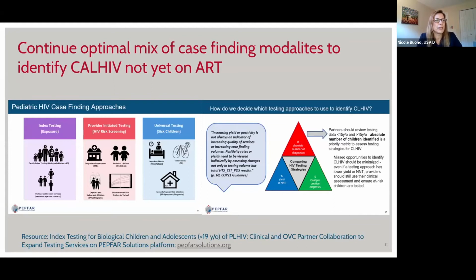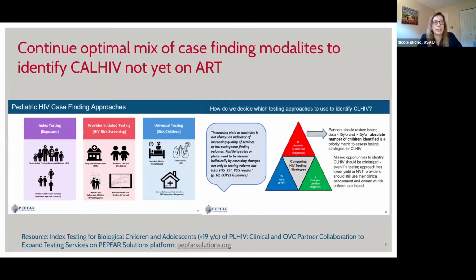We test all children in those services. We need to balance these three different modalities. The three things articulated on the right in the triangle are looking at the absolute number of new diagnoses, the NNT, which is number needed to test, and the cost per positive individual diagnosed. While effective and efficient testing is important for all populations, for children, early case identification of children and adolescents is a priority to reduce morbidity and mortality.